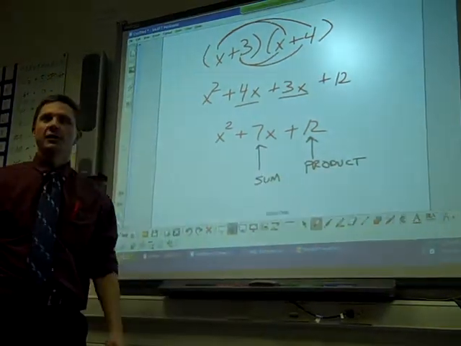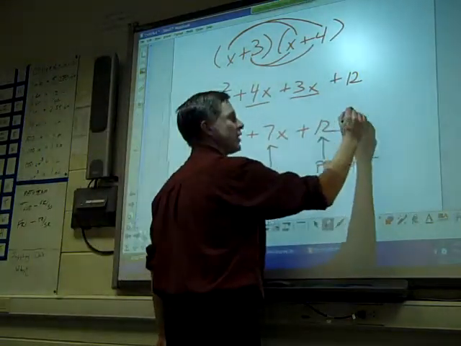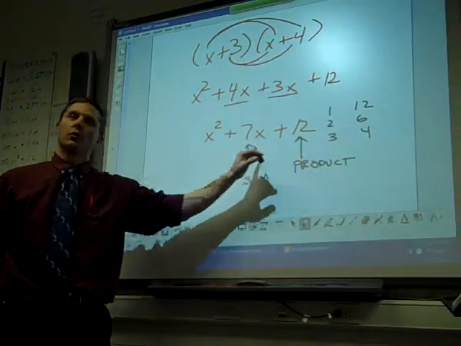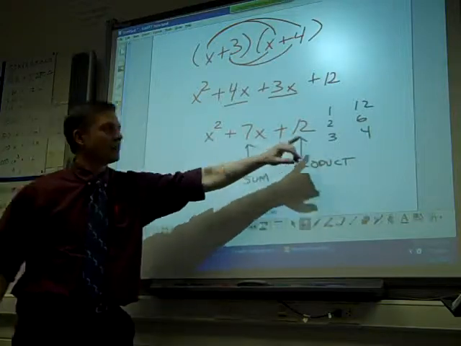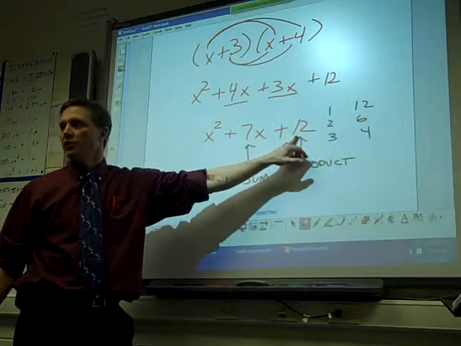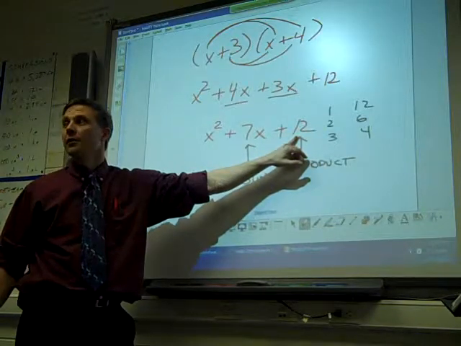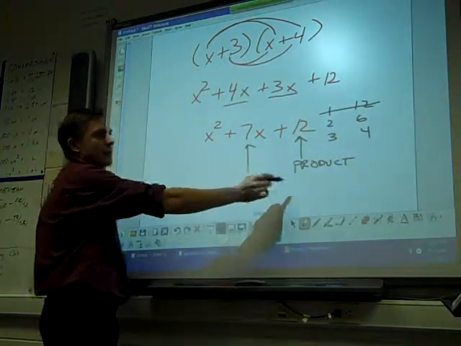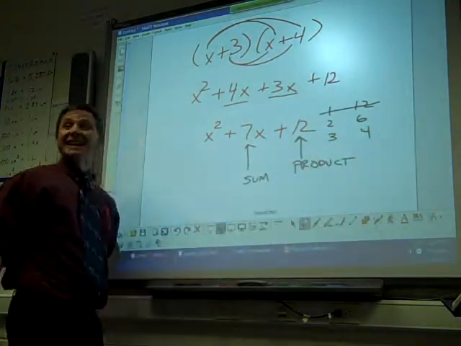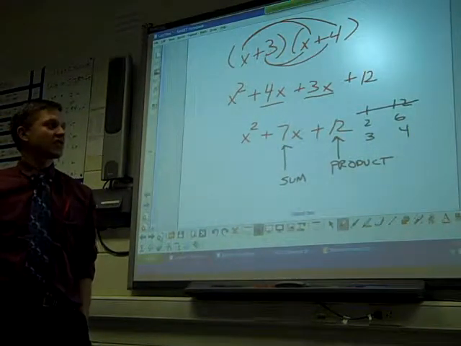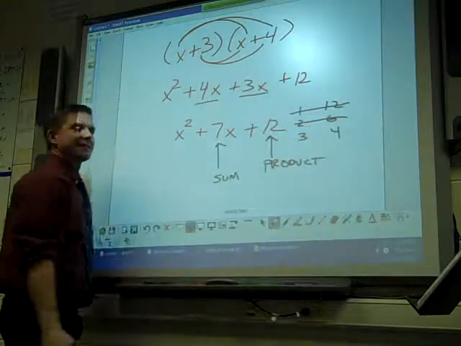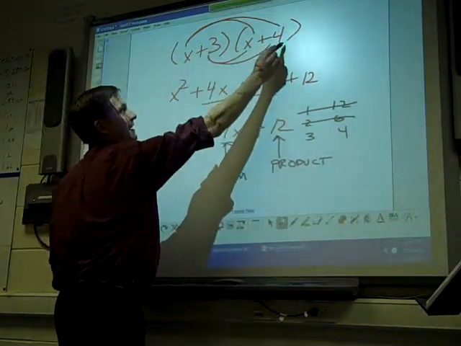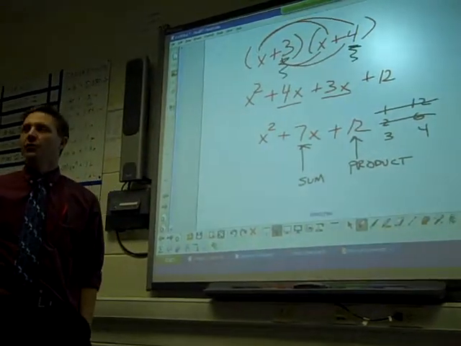And this is why I want you to always think, when you see an integer, of the numbers 1 and 12, 2 and 6, 3 and 4. Because we're going to start here and work our way to figuring out which set to keep. 1 and 12 make 12, but 1 plus 12 makes 13, or 12 minus 1 makes 11. 13 and 11 are not 7. All right, 2 and 6 make 12, and 2 plus 6 makes 8. Close. 6 minus 2 makes 4. Not 7. 3 and 4 multiply to 12. 3 plus 4 makes 7. That's the set in our two binomials that are multiplied.